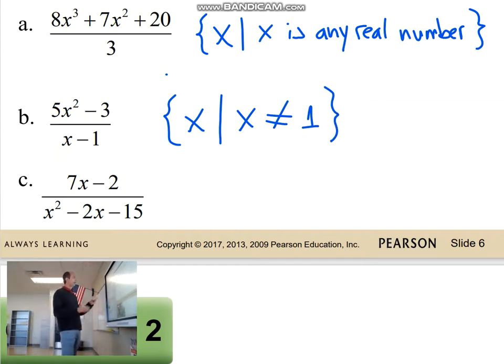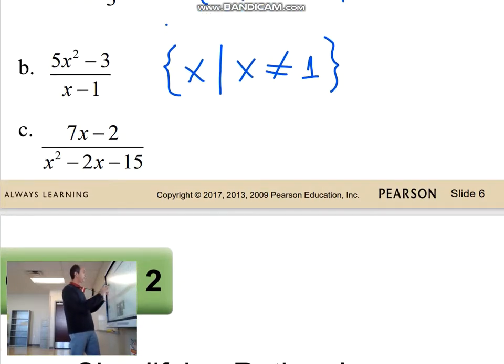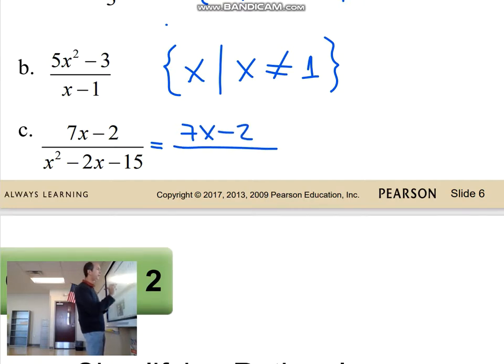And C. Now we have this rational expression here. Don't worry about the numerator. Let's work on the denominator: x squared minus 2x minus 15. We can factor it as x plus 3 times x minus 5, right?